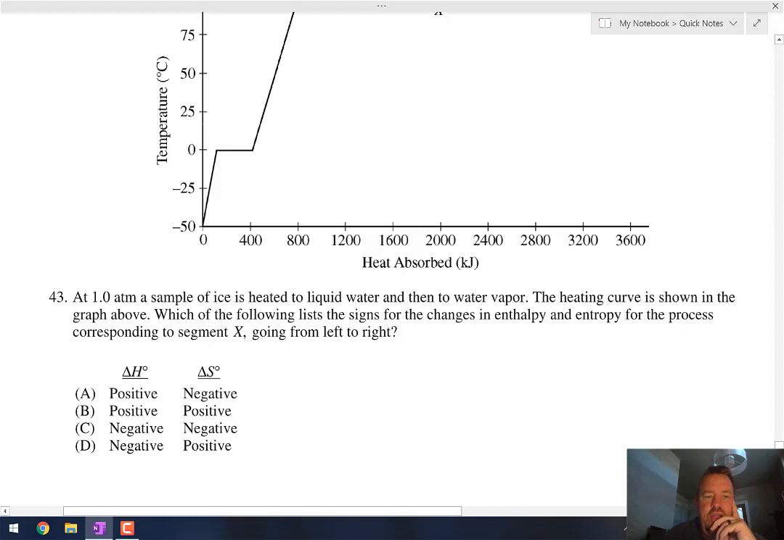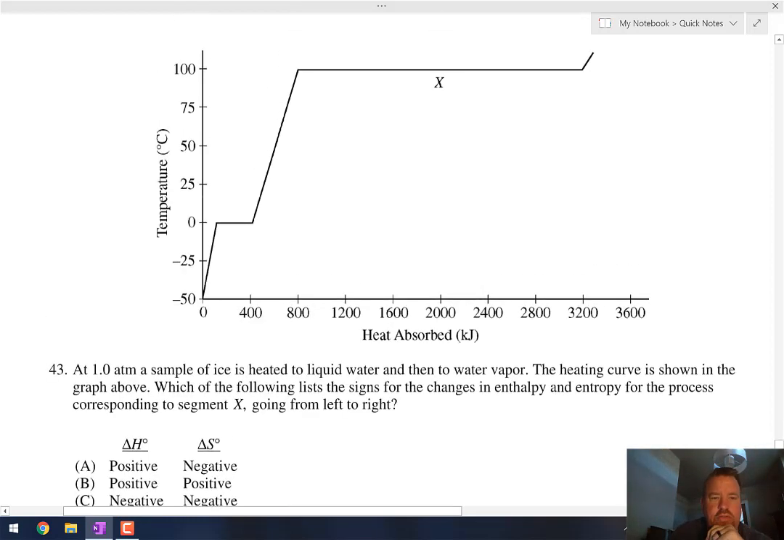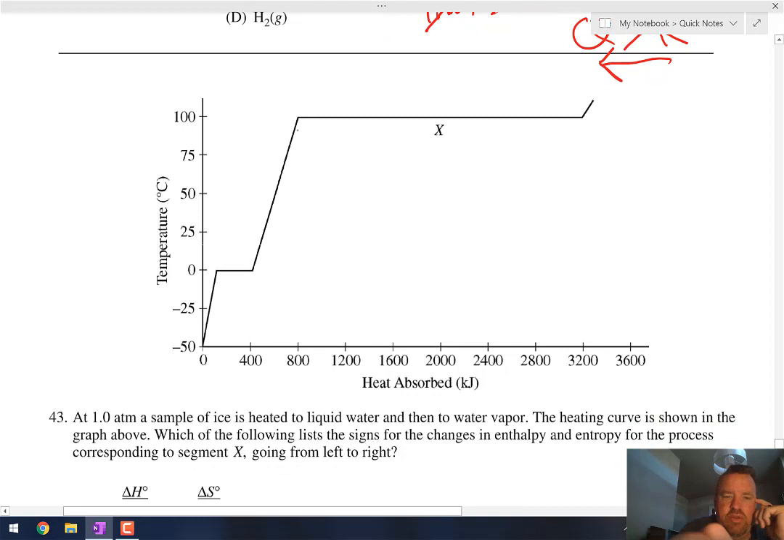Okay, number 43. A sample of ice is heated to liquid water and then to water vapor. The heating curve is shown above. Which of the following lists the signs for the changes in enthalpy and entropy for the process for segment X going from left to right? So starting here and going to here. So remember, here you have a solid, here you have solid to liquid, here you have liquid that you're warming up, here you're going liquid to gas, and here you're just warming up the gas even more.